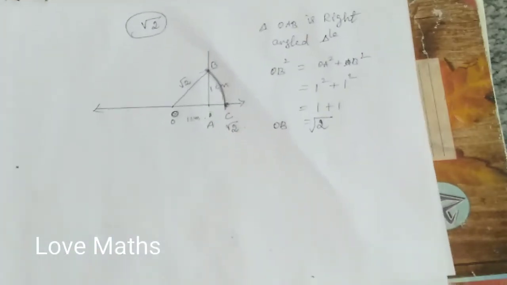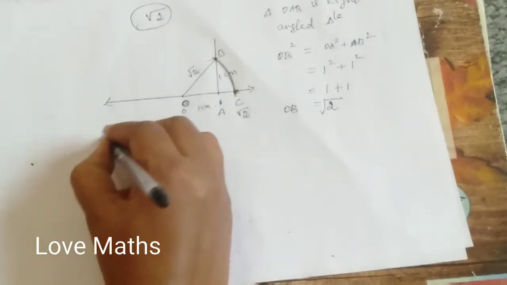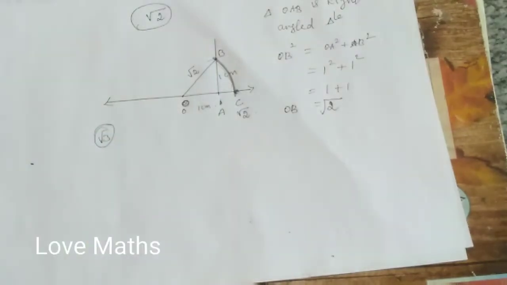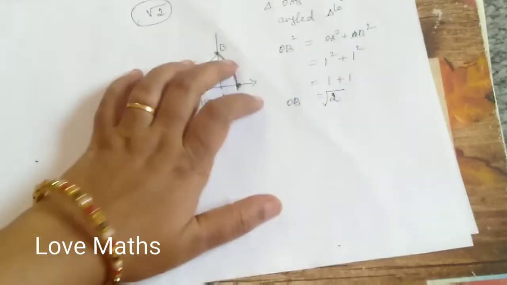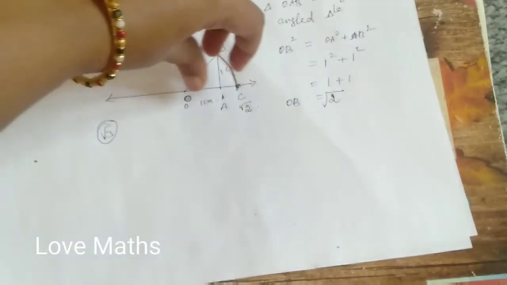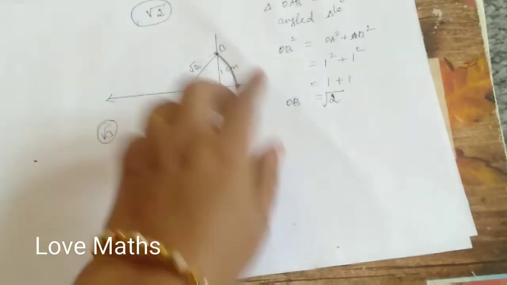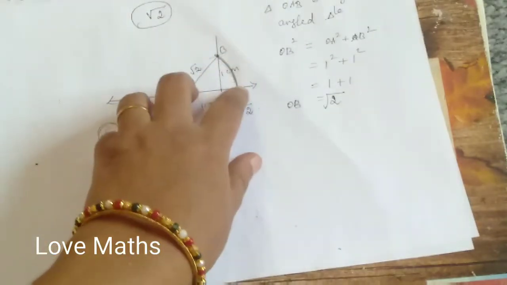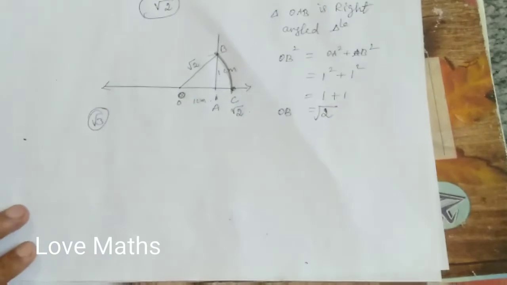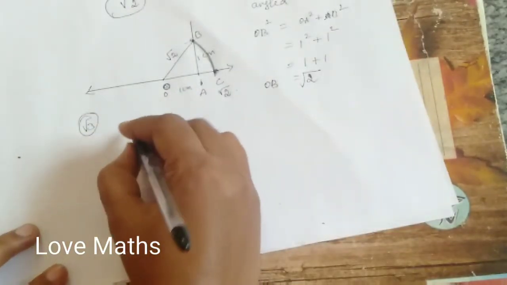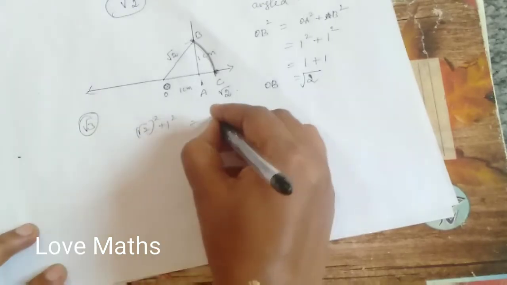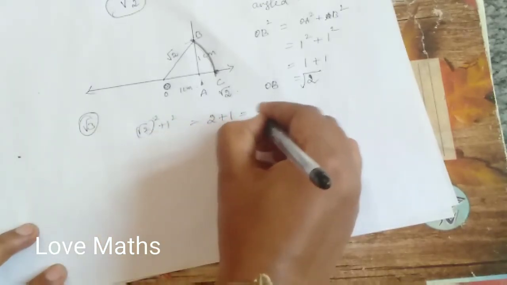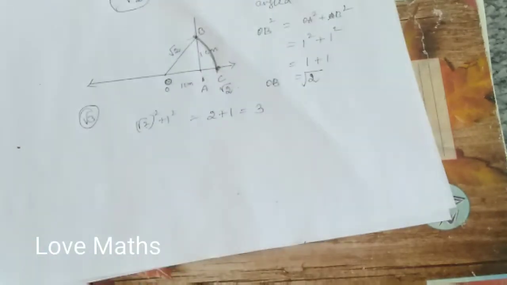Okay. Then how to draw root 3? Next, how to draw root 3? First you have to draw root 2. Then on this root 2 only, again take one such measure, because this distance is root 2. From here you can draw. Root 3 is root 2 whole squared plus 1 squared. Root 2 squared is 2 only, 1 squared is 1, so 3 it comes. So first you have to draw the root 3 diagram.